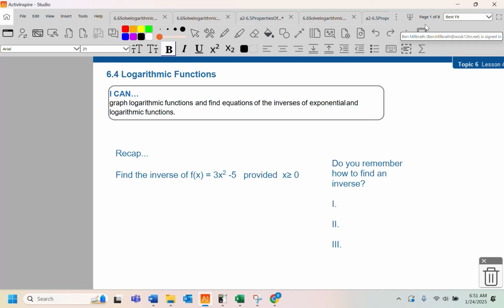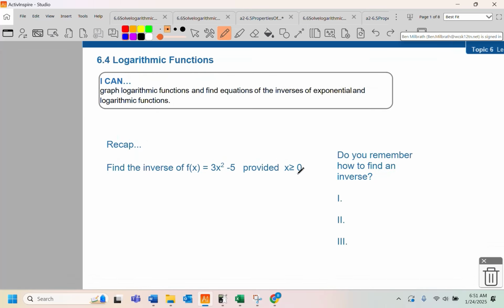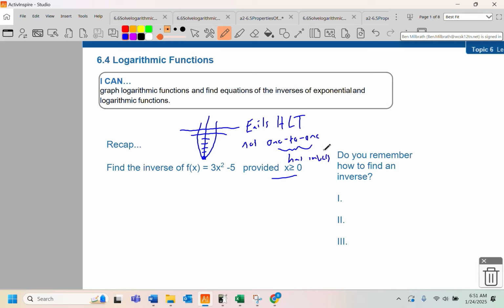The recap here is to find the inverse of something old, 3x squared minus 5, provided x is greater than or equal to 0. Now, the reason this restriction exists is because if you graph 3x squared minus 5, you'd fall 5, which some of you know, and then this would be your graph. And this fails the horizontal line test, so it is not one-to-one, and only one-to-one has an inverse. So when you say restricting so that x is greater than 0, you're basically throwing away part of the graph so that now it passes the horizontal line test.